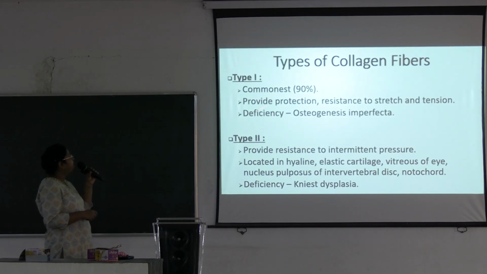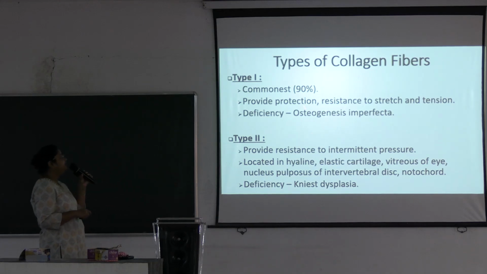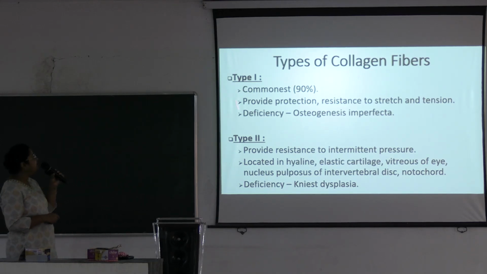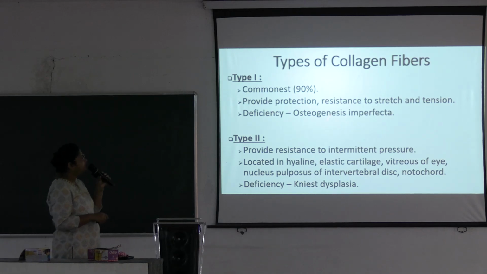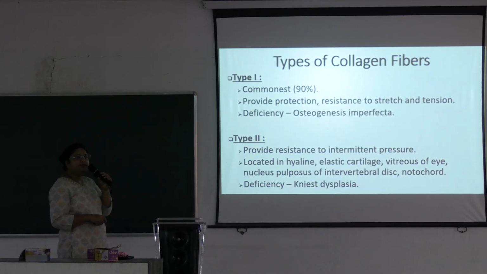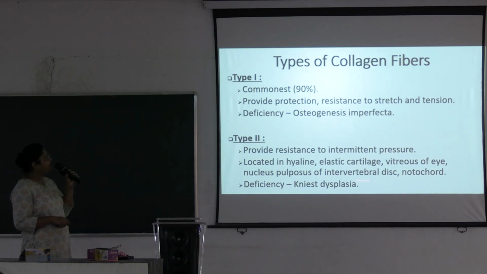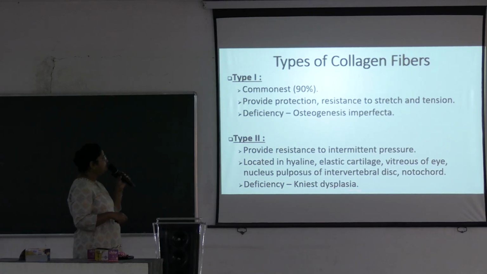Okay. So type 1 collagen fiber is the commonest type. 90% of collagen fibers are of type 1 and they provide protection and resistance to stretch and tension. Deficiency leads to osteogenesis imperfecta. Okay. Next, type 2 collagen fibers provide resistance to intermittent pressure. Okay. And they are located in hyaline and elastic cartilage, vitreous of the eye, nucleus pulposus of the intervertebral disc and notochord. And deficiency of type 2 fibers will lead to Niest dysplasia.